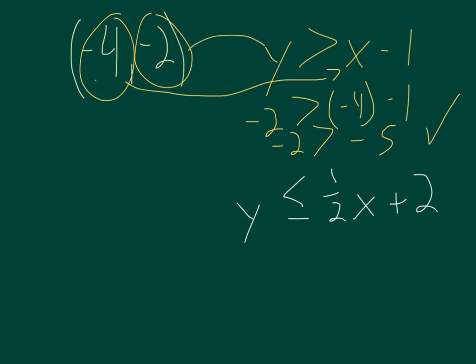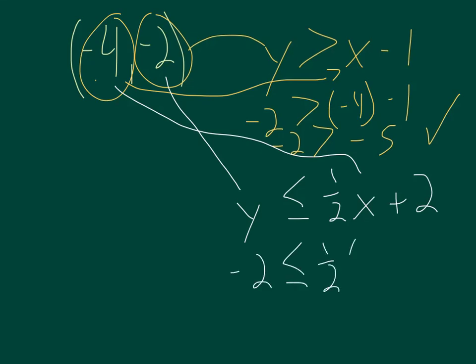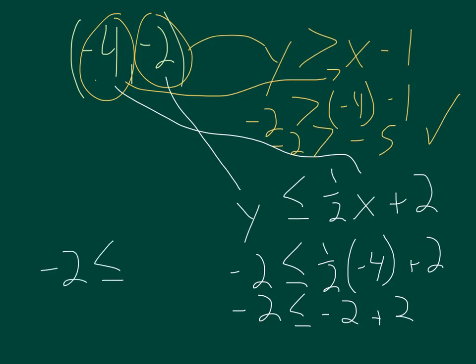Let's try it with our white line inequality now. We pick that value: negative 2 here and negative 4 there. So we say negative 2 is less than or equal to 1/2 of negative 4 plus 2. Okay, we're almost there. What's 1/2 of negative 4? Negative 2, plus 2. Negative 2 plus 2 is what? 0. So is negative 2 less than or equal to 0? Awesome.